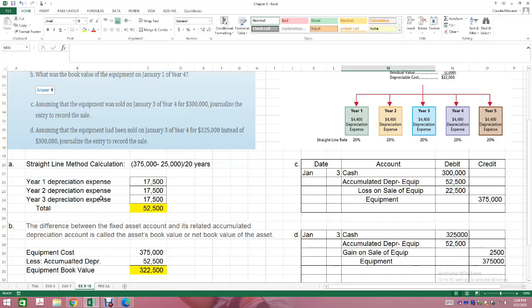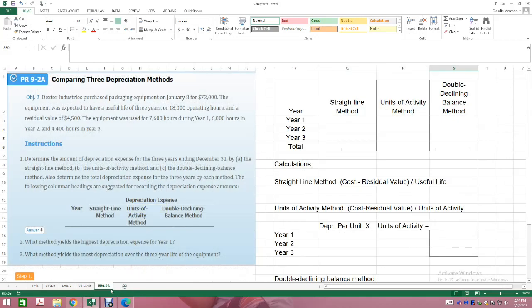Well, in this case, the depreciation for the 3 years. Okay. And then calculate the book value. And then figure out the entries when you're actually selling the assets. Okay. If you're selling it for a loss or if you're selling it for a gain. Okay. So the last problem that I'm going to go over is going to be on your test. This is problem 9-2. Okay.